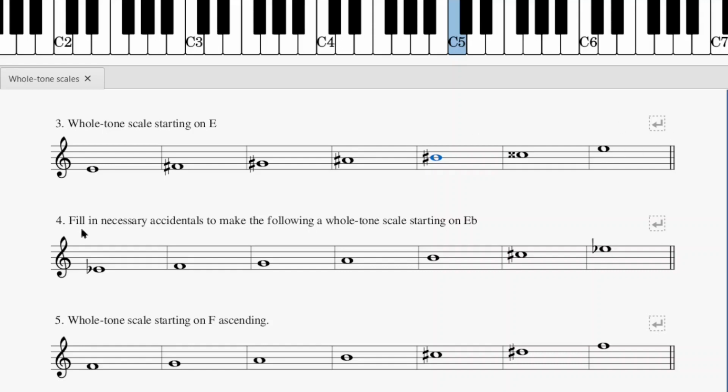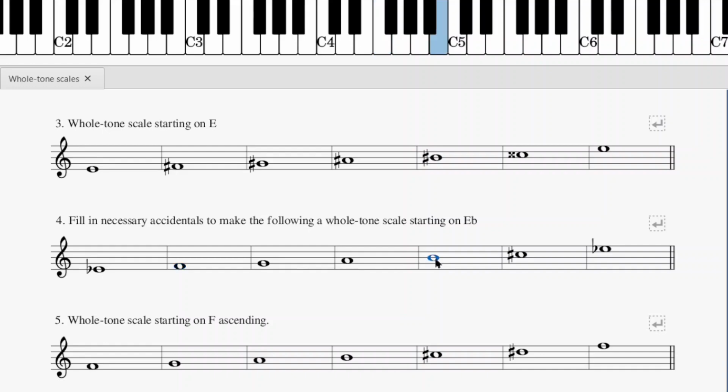Look at this number 4. Fill in necessary accidentals to make the following a whole tone scale starting on E flat. So if we check the distance between 2 notes, E flat to F, it's a whole tone. F to G, whole tone. G to A, whole tone. A to B, also a whole tone.